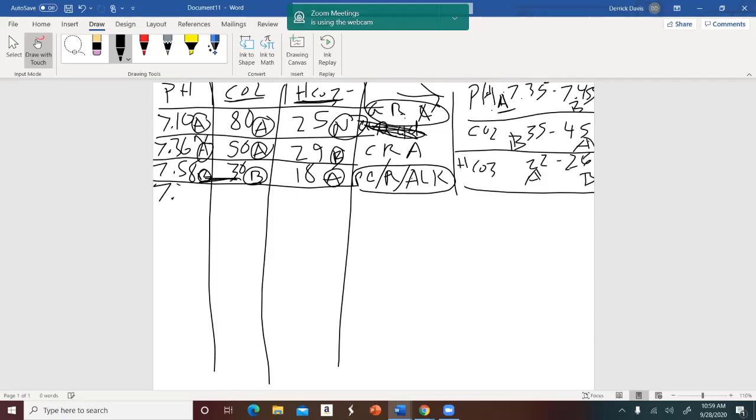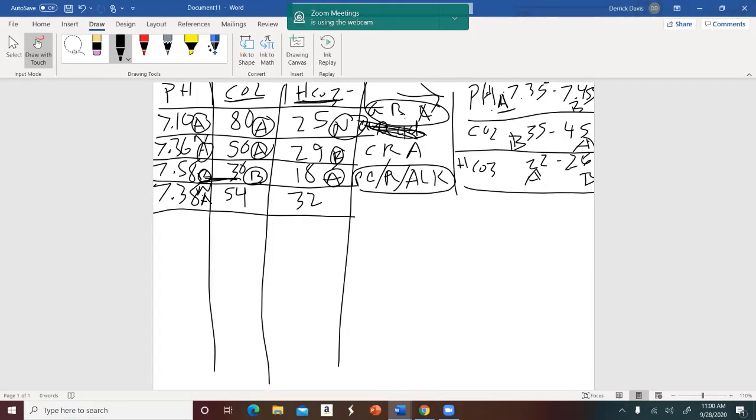Let's do 7.38, 54, and 32. So 7.38 is normal. Does it lean towards a side? Yeah, it leans towards the acidic side. So I'm going to put a little A in there too. So it's normal. So in this situation, if all the values are normal, then it's a normal blood gas. But if we look at the CO2 and the bicarb, and they're not normal, they're outside of limits, then we got to figure out what's causing that lean.